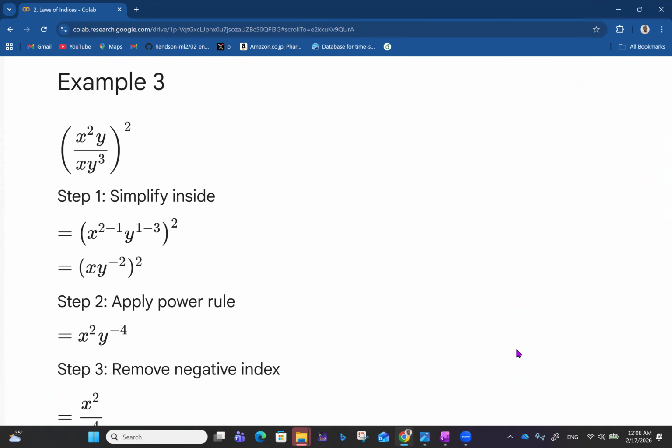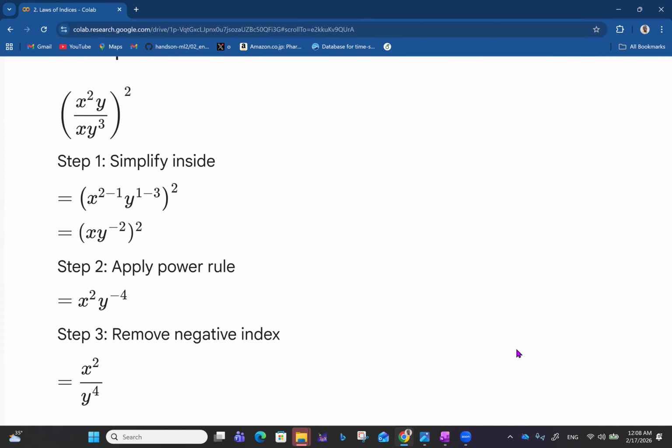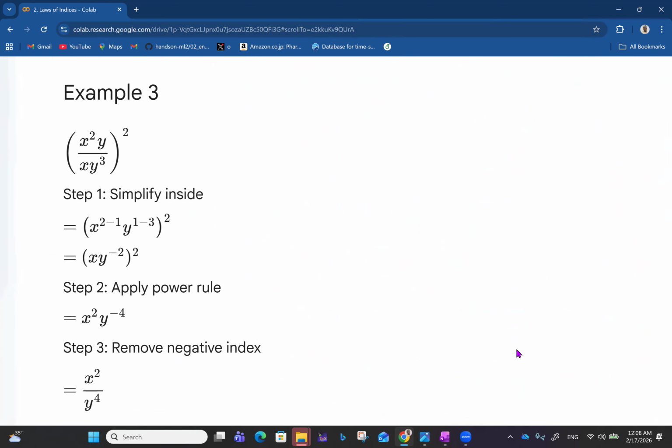For example 3, I'll just read it from here. You have x squared y all raised to power 2 over x y cubed. I feel like I should still do it on the other page, but see what is done. If you simplify inside, you have x squared y. Maybe the subtraction is done first of all, and then it is squared later. You can look at this process, but I'll just do it my own way. On the other page, you have x squared y all over x y cubed, all raised to power 2.